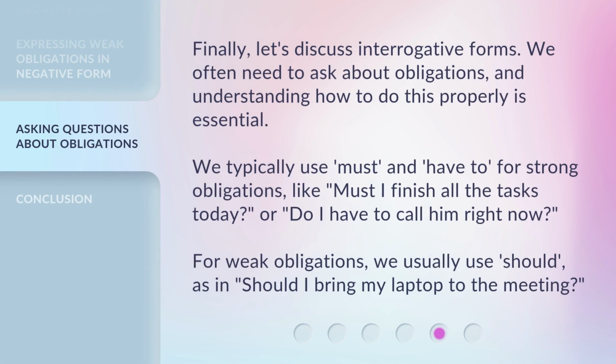Finally, let's discuss interrogative forms. We often need to ask about obligations, and understanding how to do this properly is essential. We typically use must and have to for strong obligations, like, must I finish all the tasks today? Or, do I have to call him right now? For weak obligations, we usually use should, as in, should I bring my laptop to the meeting?